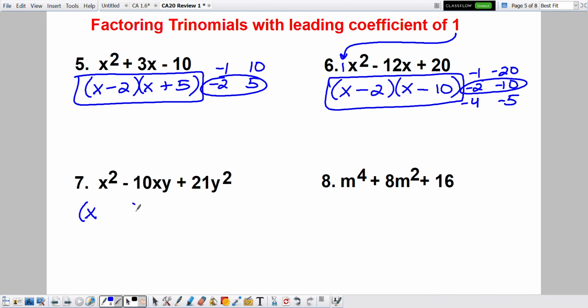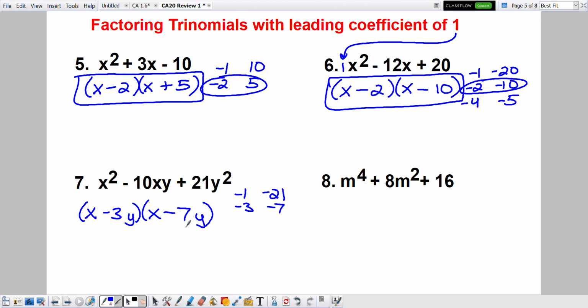You're going to start both with an x, and you're just going to end with a y here at the end. Everything else is the same. Numbers that multiply to be 21 that add up to negative 10 are what you want. They're both going to be negative, just like number 6. It'll be negative 1 times negative 21, negative 3 times negative 7. I don't know any other ways to get to be negative 21. The ones that add up to be negative 10 are negative 3 and negative 7.